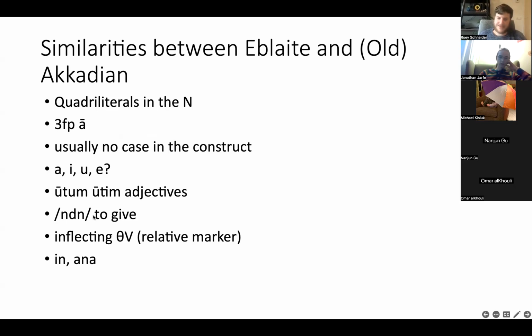We have the root nadan, to give. We have an inflecting relative marker tha, thi, thu, like Old Akkadian. And we have the two common Akkadian prepositions, later in Akkadian, ina and ana, which we do not know from other languages. Any question?